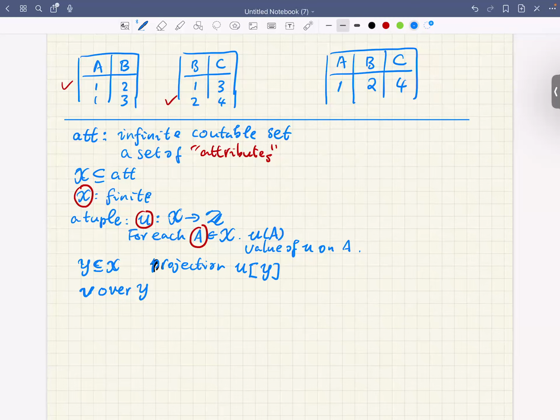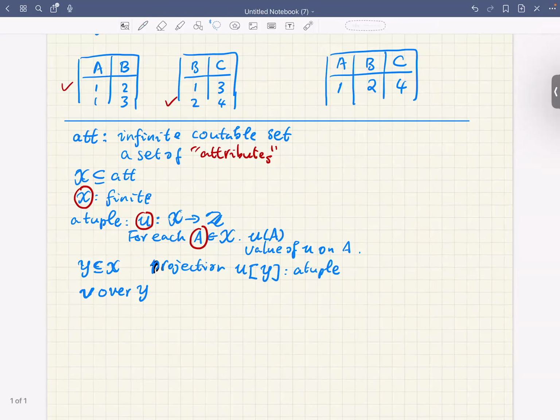Now look at this U, inherited from above. This is a tuple. I take a subset of attributes, beautiful Y, and pay attention to the shape of the brackets. This is a pair of square brackets, not parentheses. You see everything is rigorously defined. Inside parentheses, you're supposed to put just a single attribute, because you're talking about function value, but here you're talking about projection. So this is a set of attributes. This is a tuple.